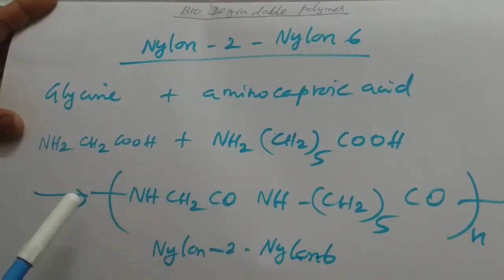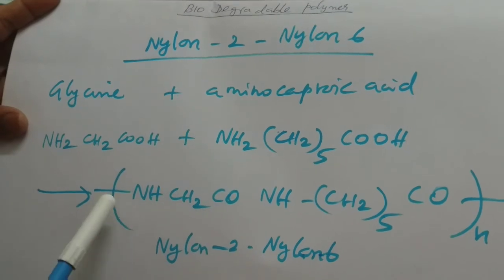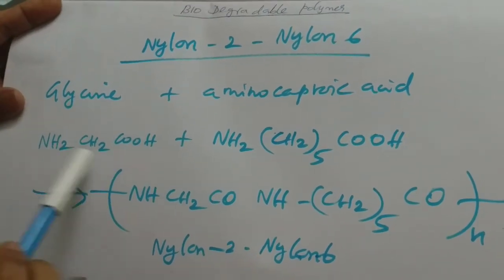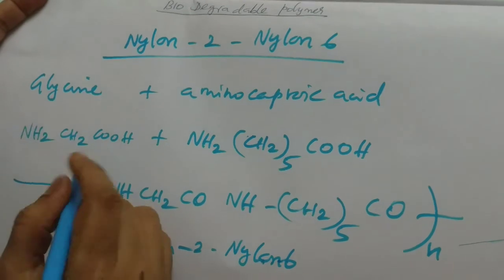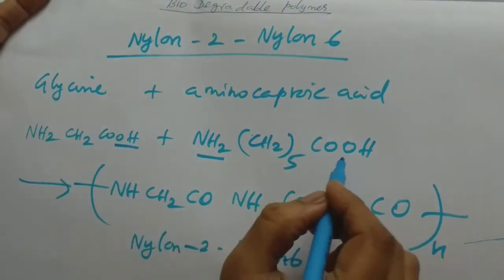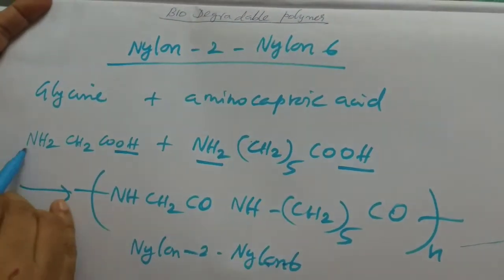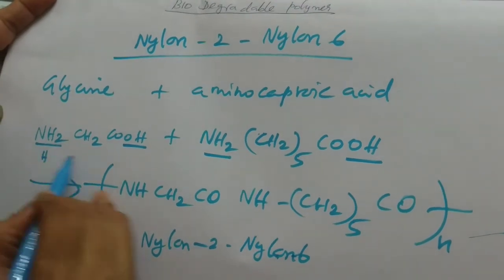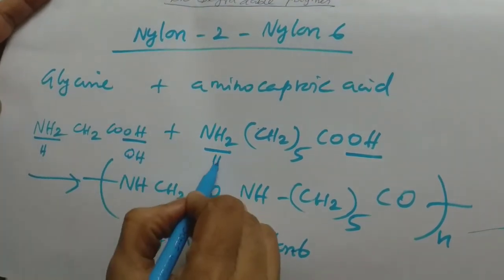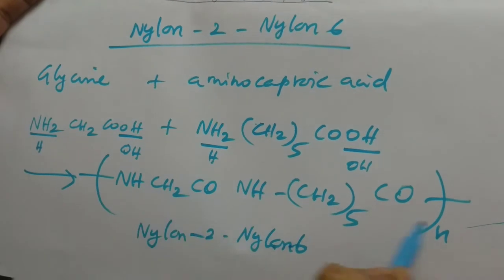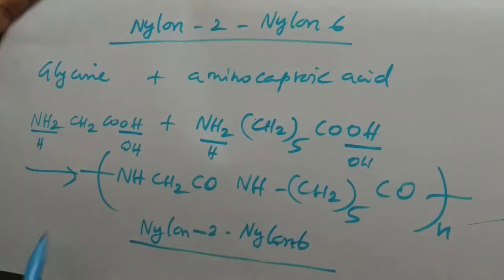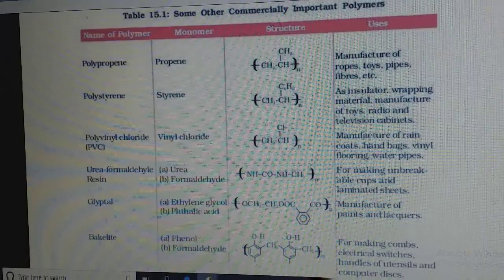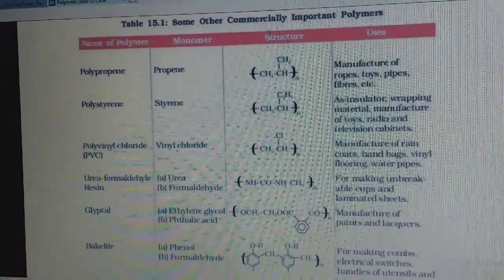This undergoes condensation. It is a copolymer. From NH2, H is removed, and from COOH, OH is removed, and again from NH2, H is removed, and from COOH, OH is removed. Here H is removed, here OH is removed, and here H and here OH. You can write the polymer like this. This is also biodegradable.